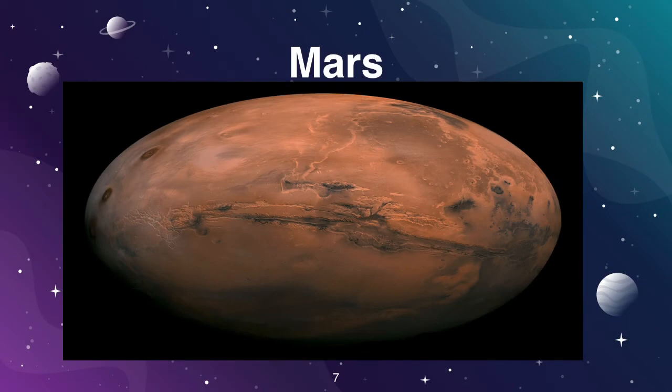Now we will talk about Mars. Mars, also known as the red planet. Okay, red planet is the fourth planet from the sun in the solar system. Mars is a fourth planet and it is called as red planet also.